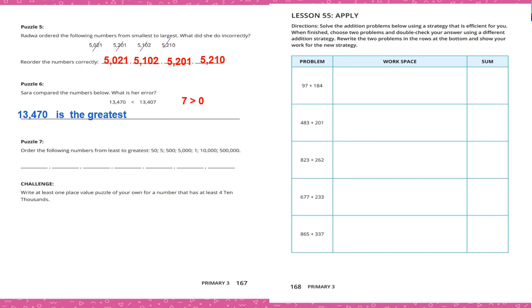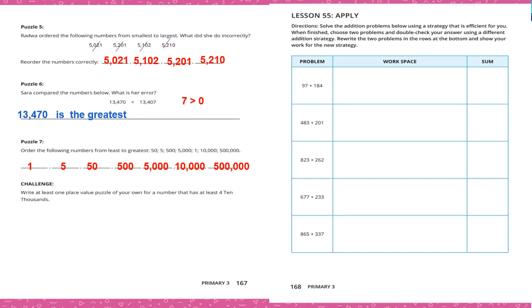Number 7. Order the following numbers from least to greatest. 50, 5, 500, 5,000, 1, 10,000, 500,000. Which is the smallest? Yes, 1. Then 5. Which is the smallest? 50. Complete. 500. 5,000. 10,000. And the last one, 500,000, the biggest one.